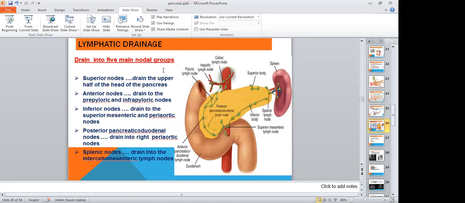Lymphatic drainage is into 5 main nodal groups. Superior nodes drain the upper half of the head of the pancreas. The anterior nodes drain to the prepyloric and infrapyloric nodes. Inferior nodes drain to the superior mesenteric and periaortic nodes. Posterior pancreaticoduodenal nodes drain into right periaortic nodes, while the splenic nodes drain into the intercelio-mesenteric lymph nodes.